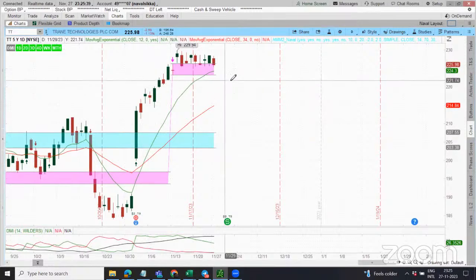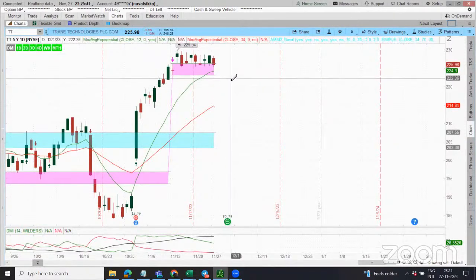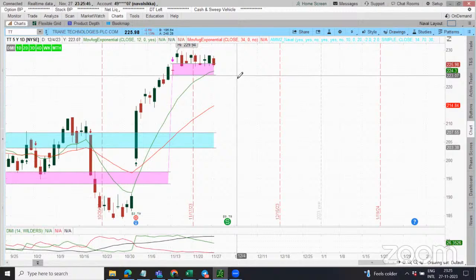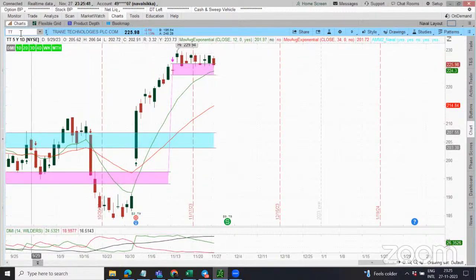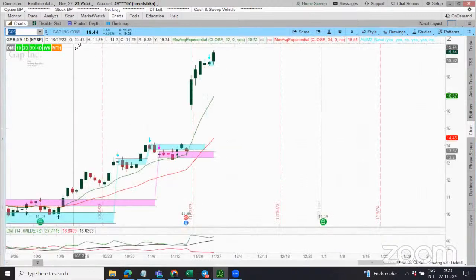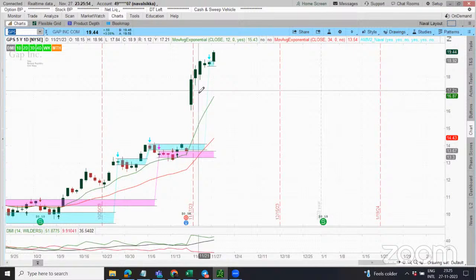Let's see how it behaves, but 224 is the level. And then maybe one more name like GPS, just Gap. I think we talked about Gap a few days back. Yeah, it has been on the list as well, but this thing doesn't look like it's slowing down, and it's a consumer name.